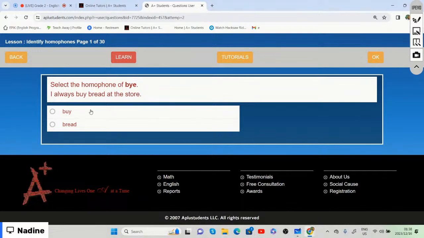So we said buy, right? Which is the first option. Yes, so buy is correct.